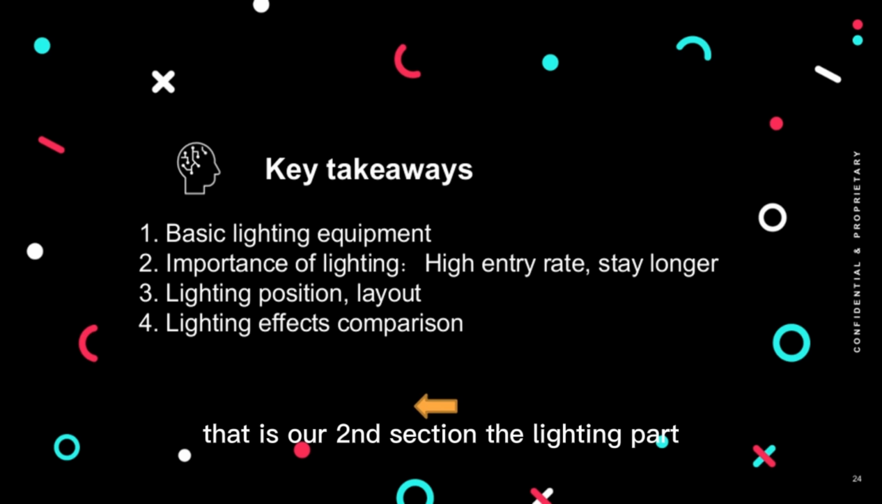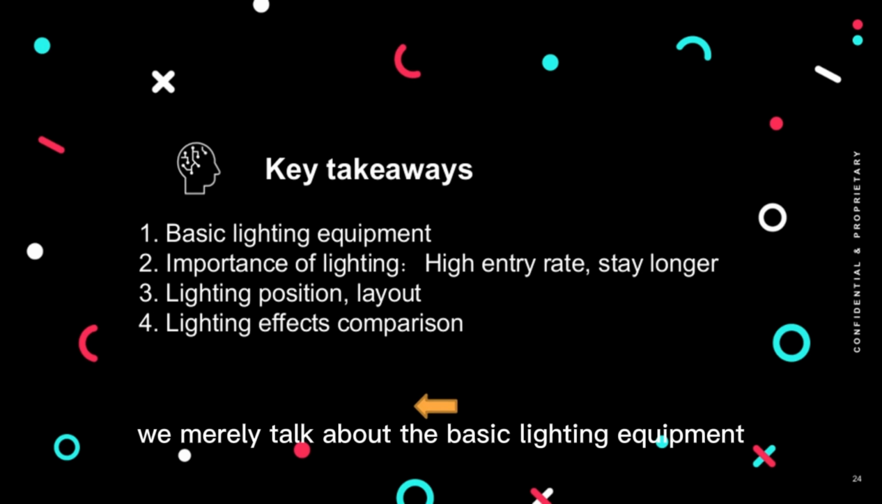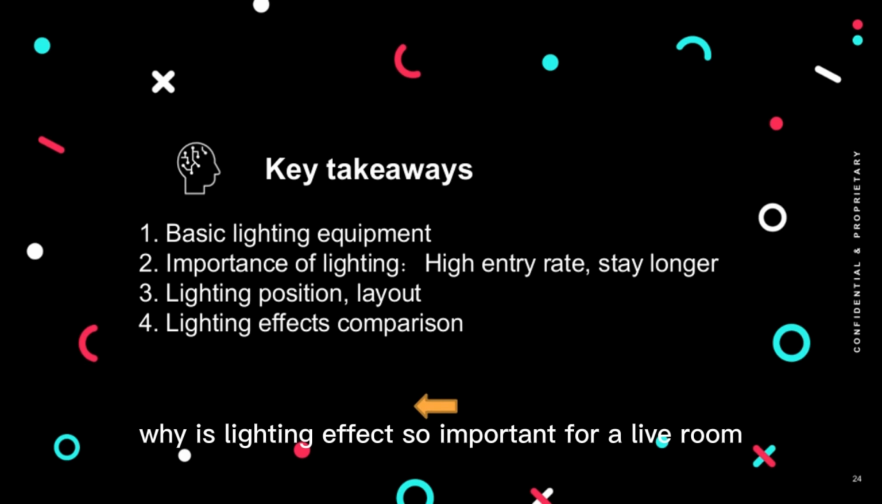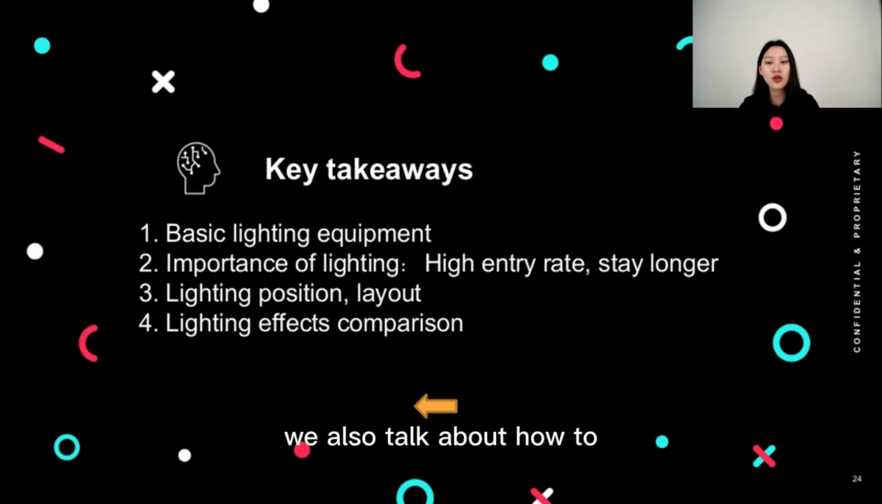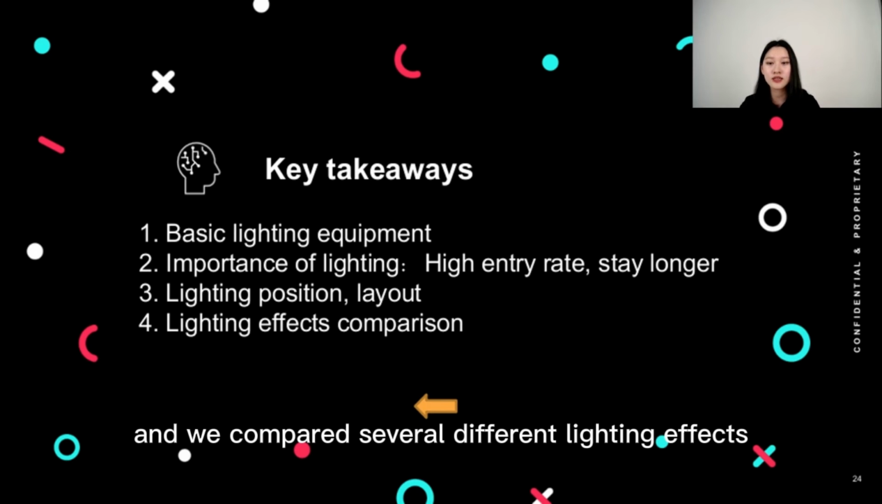That is our second section, the lighting part. So in this part, we mainly talk about the basic lighting equipment and why the lighting effect is so important for a live room. We also talk about how to adjust the lighting position and the layouts, and we compared several different lighting effects.